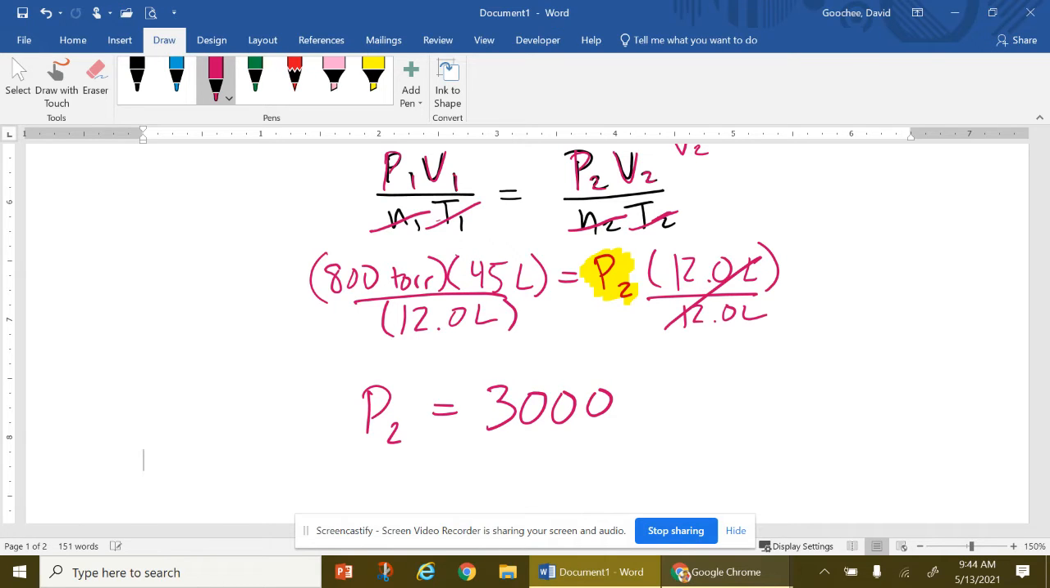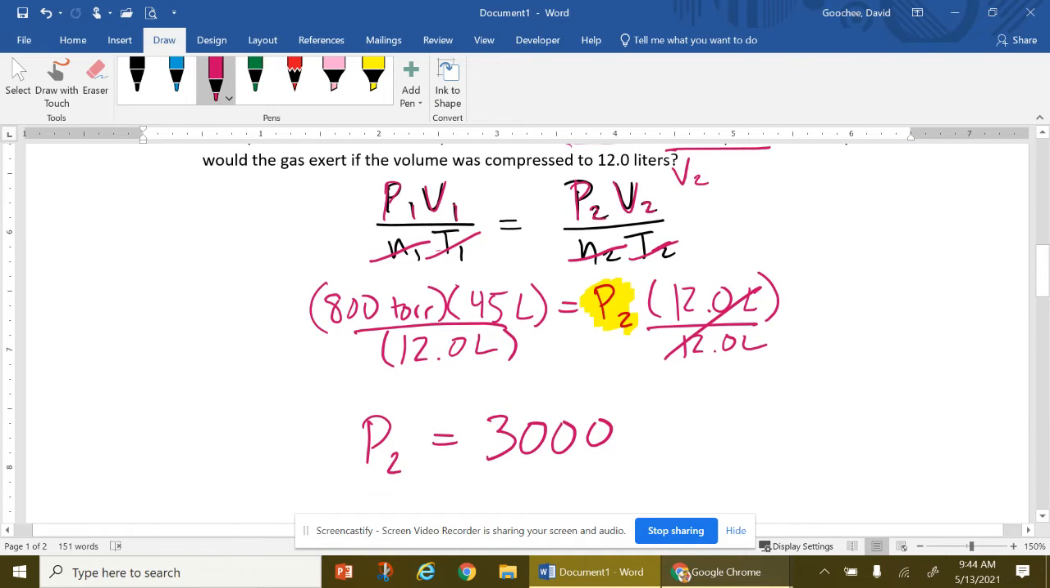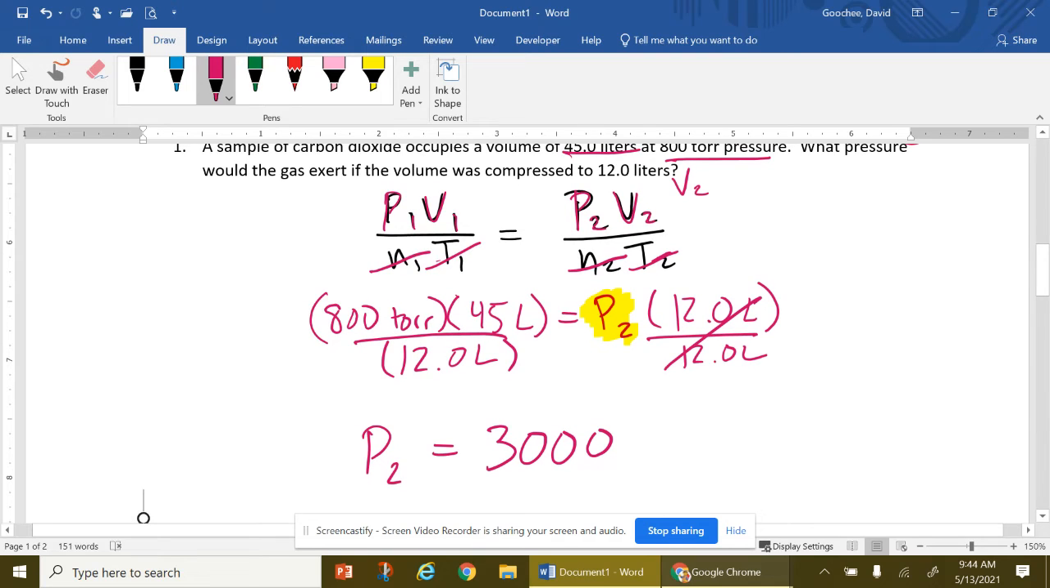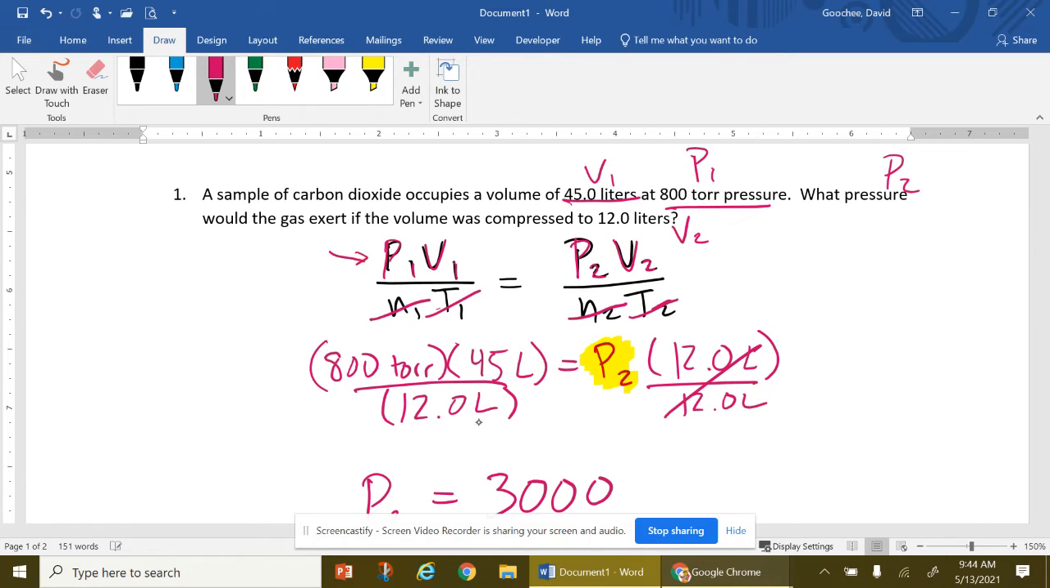3,000 of what? Now listen, one of the facts that you need to remember for these homework assignments is that you have to have the same units on both sides of the equation. Temperature always needs to be Kelvin. N always needs to be moles. But there are different pressure and volume units out there. And you can use whatever pressure and volume units are given to you. But you have to make sure that whatever the unit of pressure is on this side is the same unit on this side. Whatever the unit of volume is over here has got to be the same over here. If they're not the same, you have to make them the same.